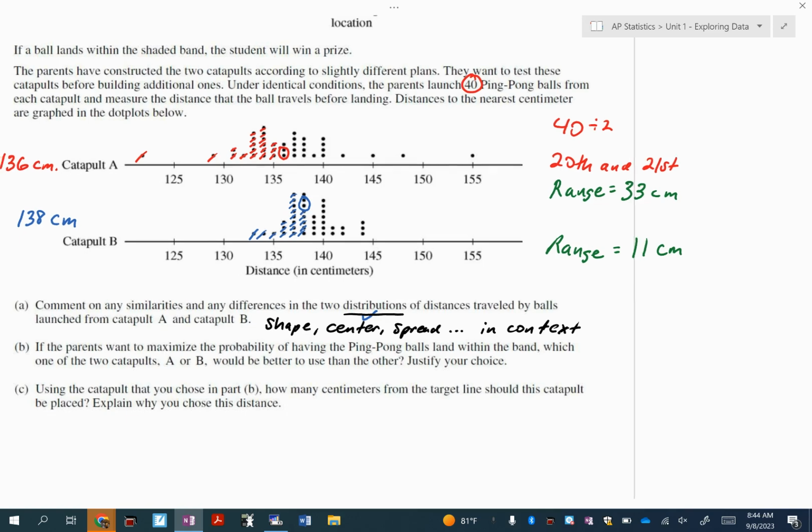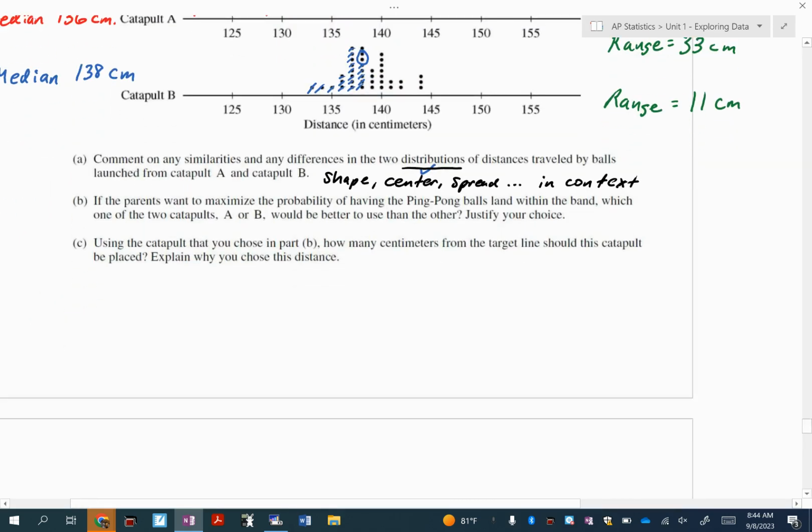All right, let's go to B. The parents want to maximize the probability of having the ping pong balls land within that target band.